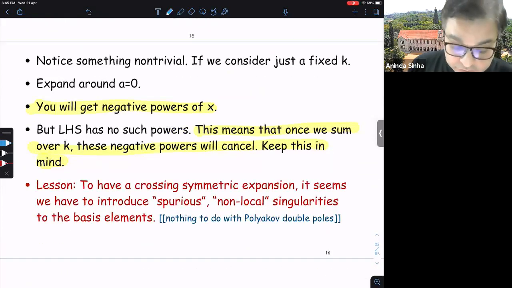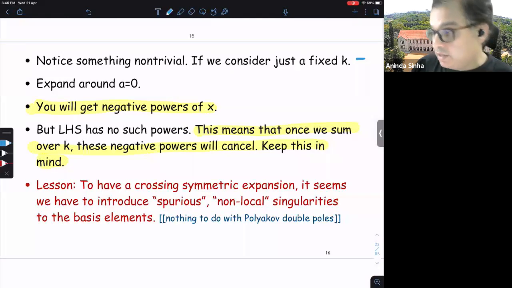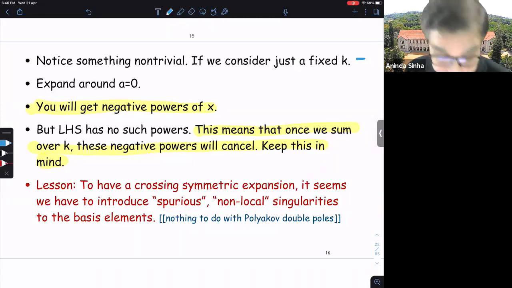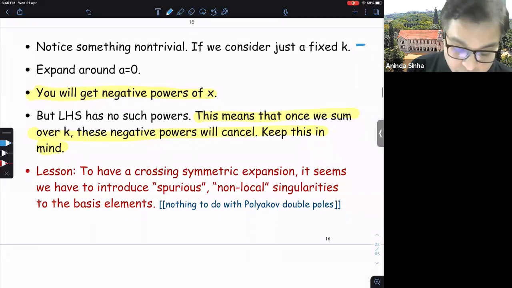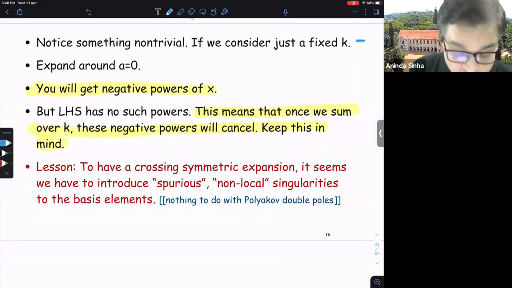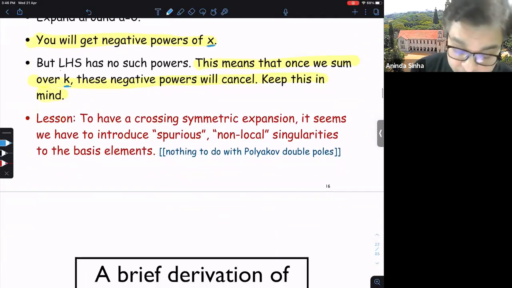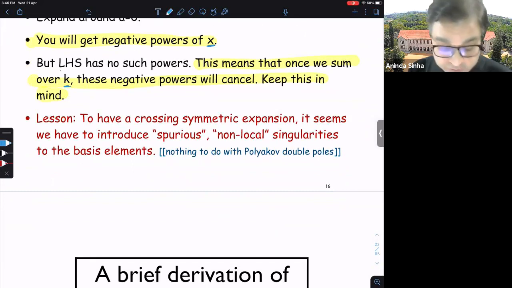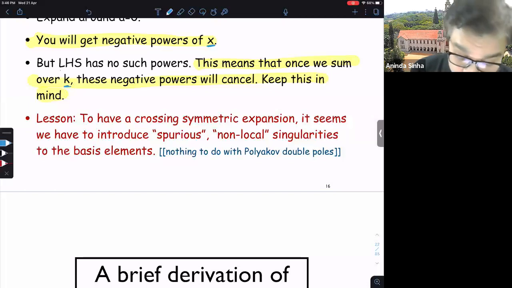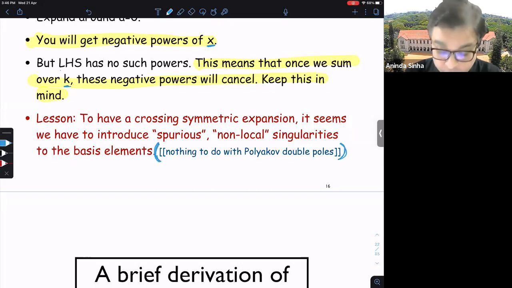This is just a summary of what I just said, that in order to write down a crossing symmetric dispersion relation, I've had to pay a penalty. And that's a good penalty because in order to get equivalence between the physics of the fixed t dispersion relation and the crossing symmetric dispersion relation, you require to have this. The statement is that once we sum over all ks, these negative powers will cancel. These a priori negative powers that we have introduced in a basis vector will cancel. To emphasize, to have a crossing symmetric expansion, it seems that we have to introduce spurious or non-local singularities to the basis elements. And to the experts who have encountered this before, I should point out that these non-local singularities have got nothing to do with the Polyakov double poles. Later on, I will tell you what that means in case anybody is interested.